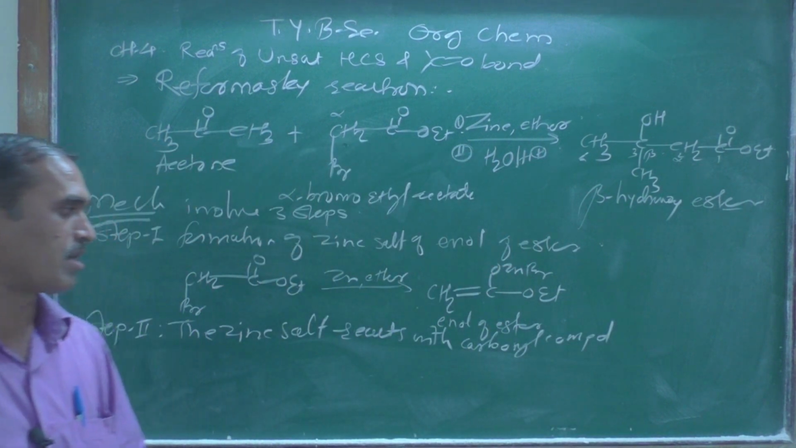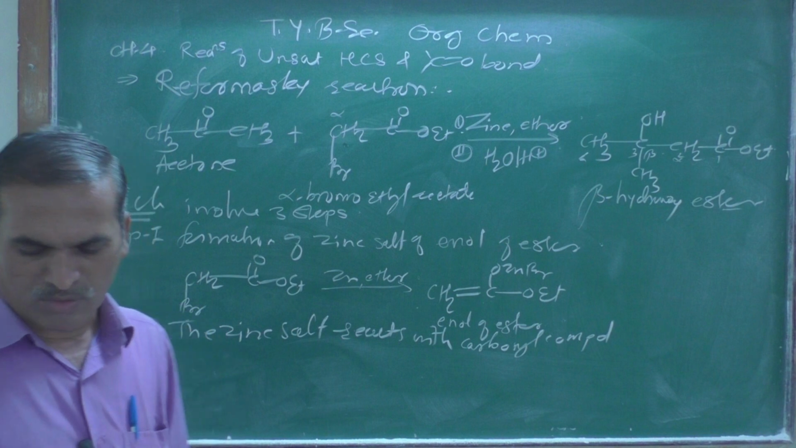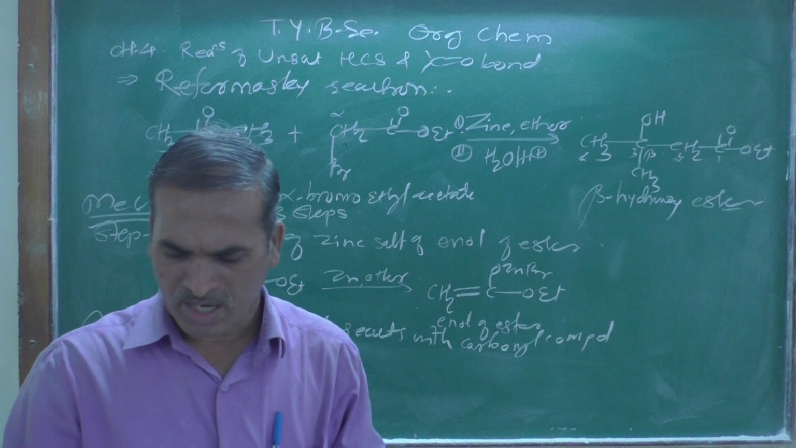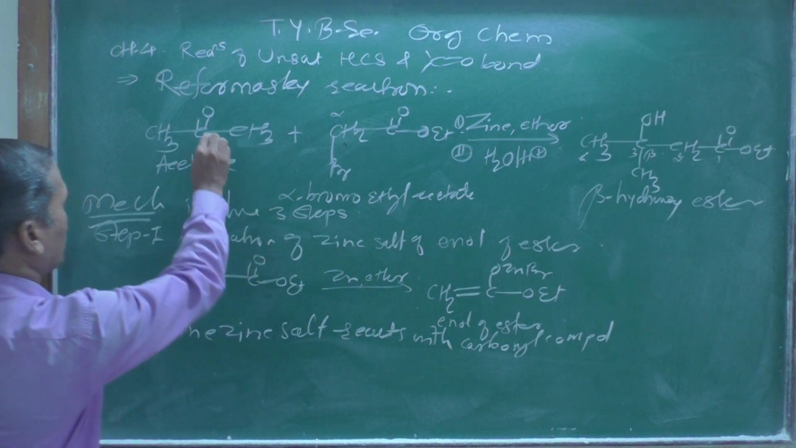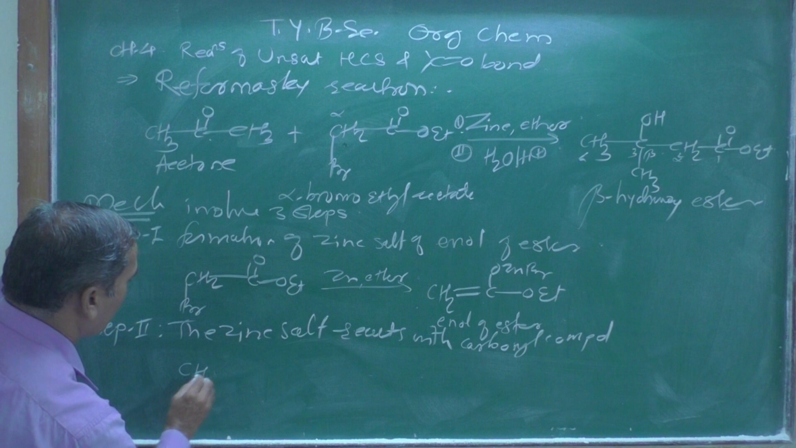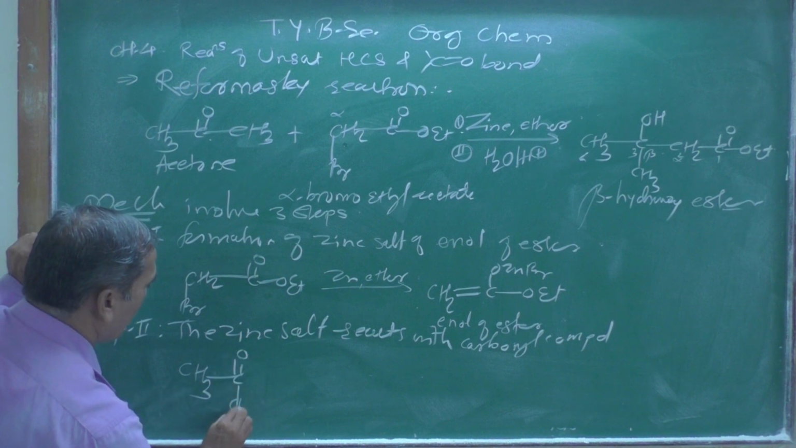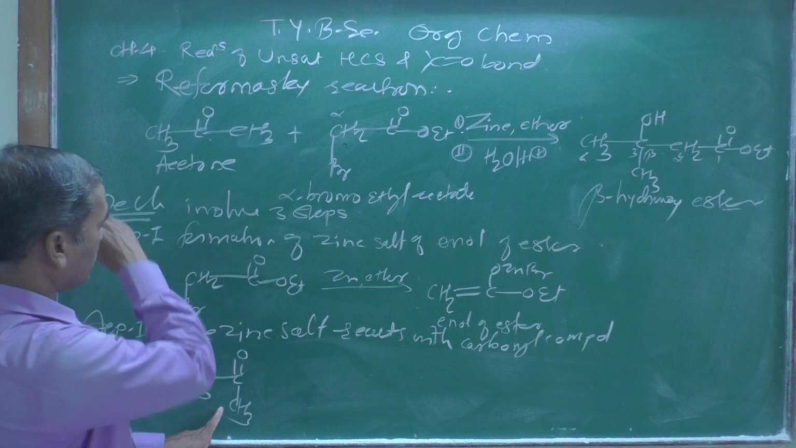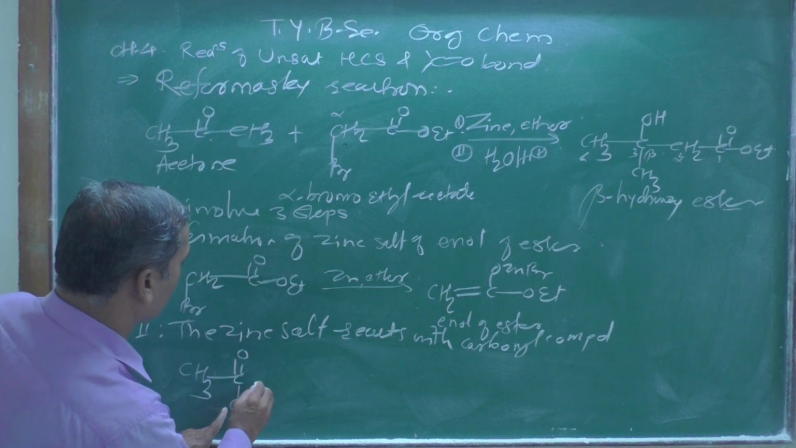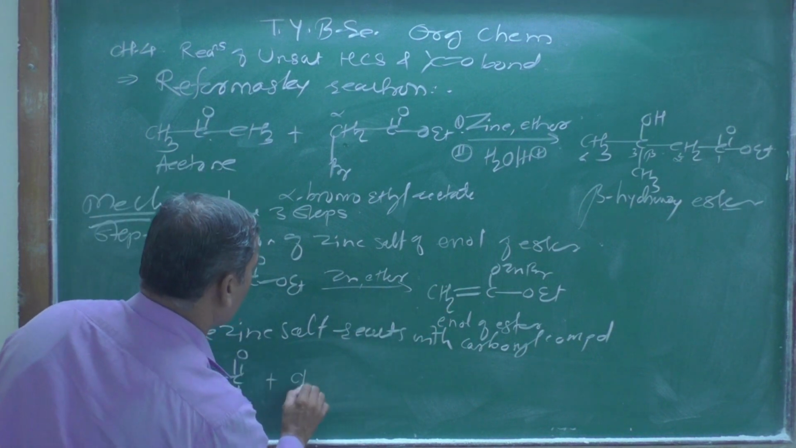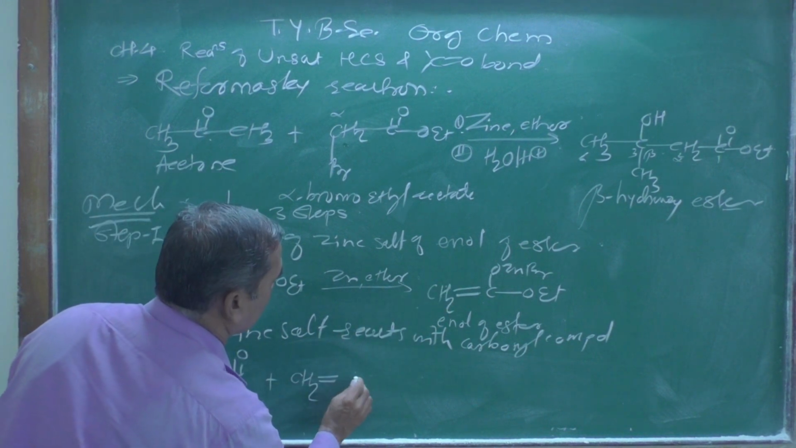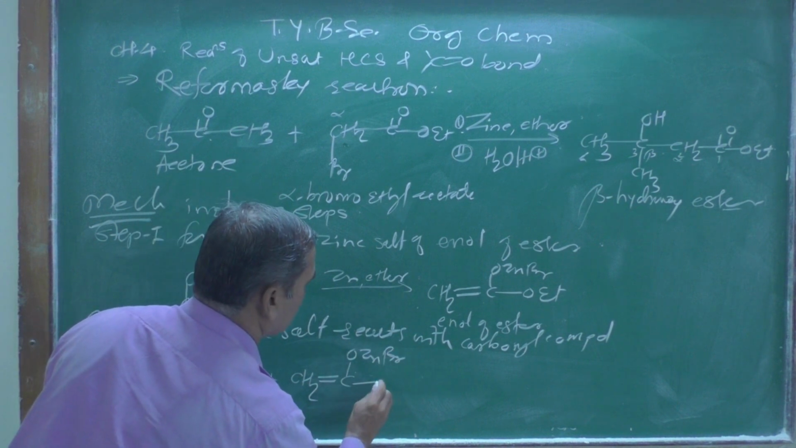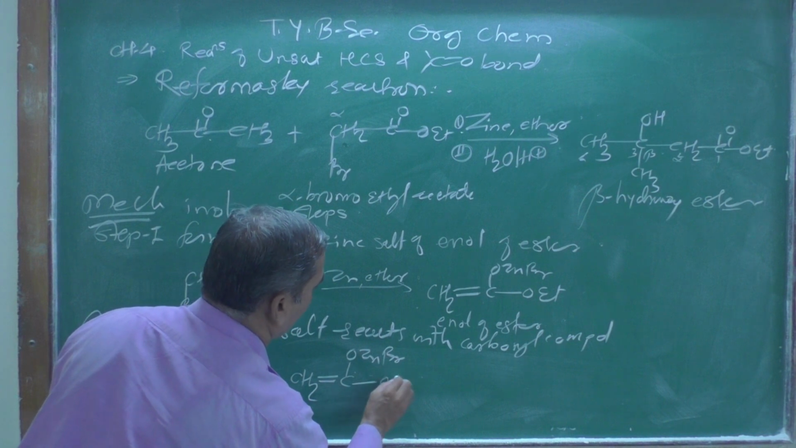Zinc salt reacts with the carbonyl compound, and what do you get over here? Let us see this reaction with acetone. I am writing acetone like this, CH3, C double bond O, for the sake of the mechanism. And plus this one, CH2, then CO, Zn, Br. Observe this reaction carefully, OEt.